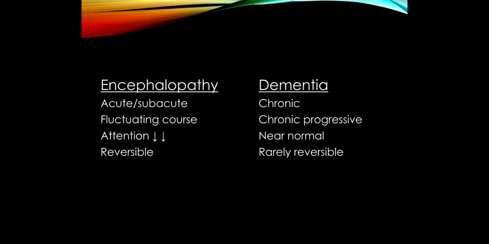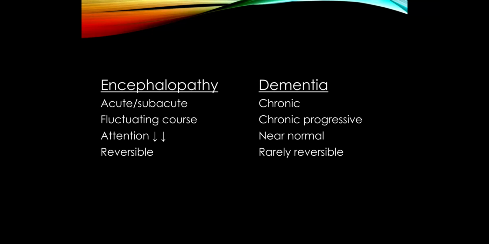Encephalopathy tends to come on acutely. The patient was normal until yesterday. That's not dementia. Dementia comes on very slowly. It's very chronic. So dementia is a chronic progressive decline, whereas an encephalopathy will often fluctuate. The patient was awake and doing well, now they're very confused, and they became more awake, and now they're confused again. That kind of fluctuating course points towards encephalopathy.